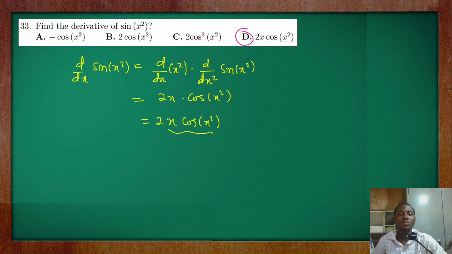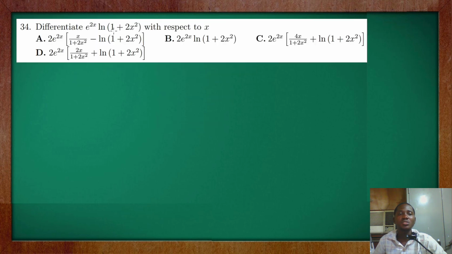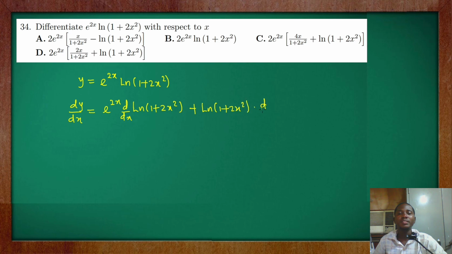So let's move on to the next question. In this question, they ask us to differentiate y equals e raised to power 2x ln(1 plus 2x squared) with respect to x. Now, here we are going to use our product rule. So if we apply our product rule, dy/dx will just be what? e raised to power 2x, multiplied by d/dx of ln(1 plus 2x squared), plus ln(1 plus 2x squared) multiplied by d/dx of e raised to power 2x.